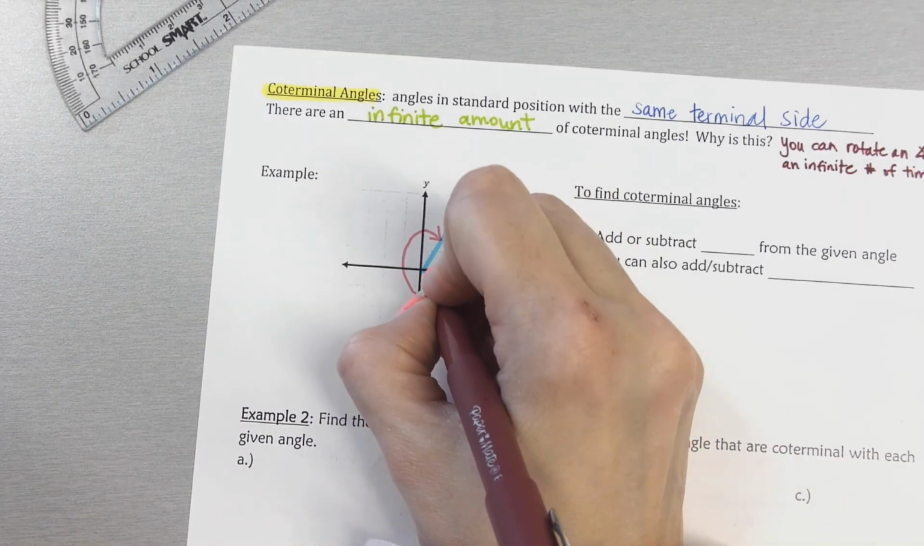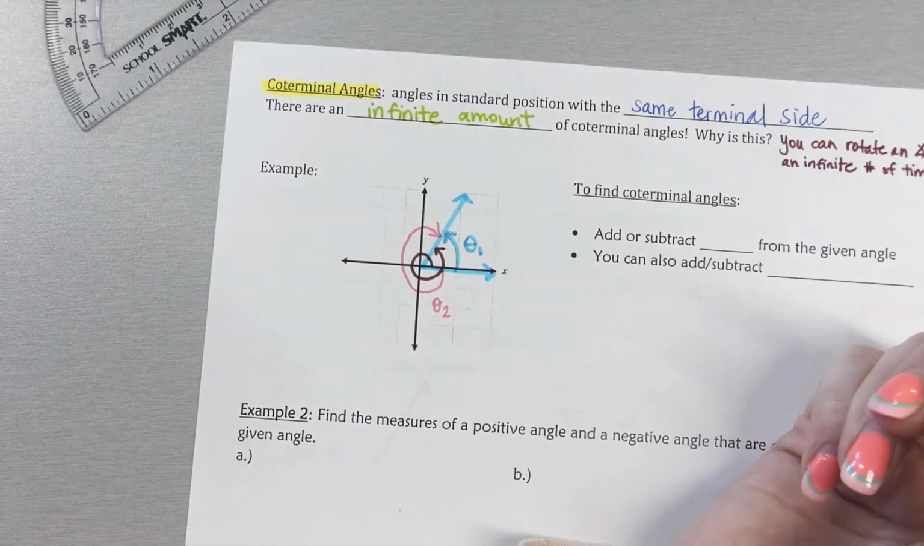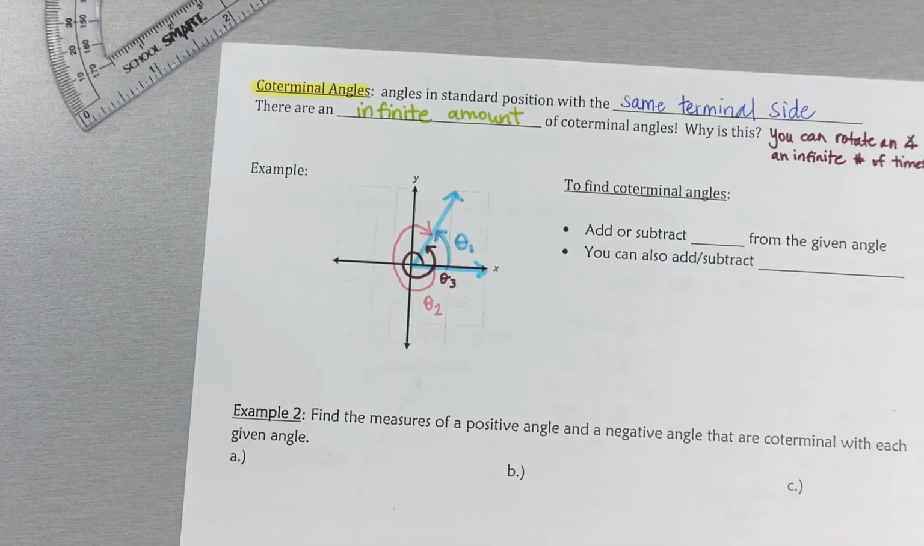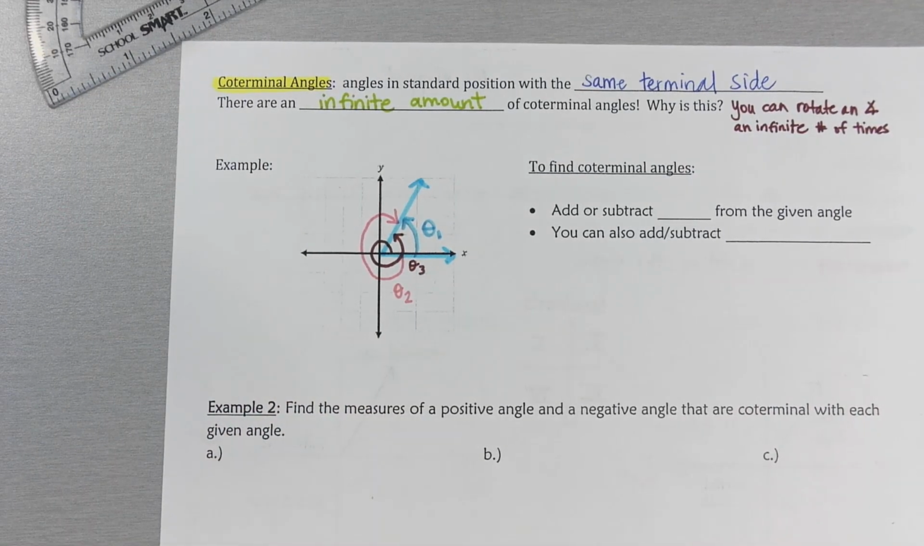Okay, so I started here and then did a full rotation. Okay, that could be theta sub 3. And I could just keep continuing with that forever. Okay?